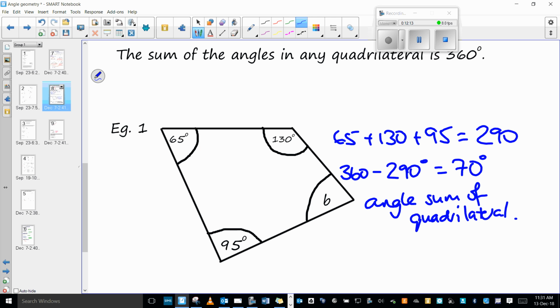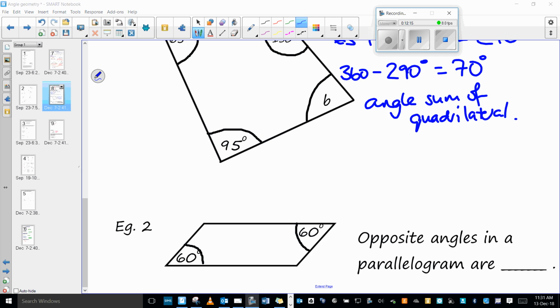Alright, and the last bit: opposite angles in a parallelogram. Do we know this? Yeah, equal. Okay, so opposite angles in a parallelogram are equal. Okay, so a rhombus is a parallelogram.